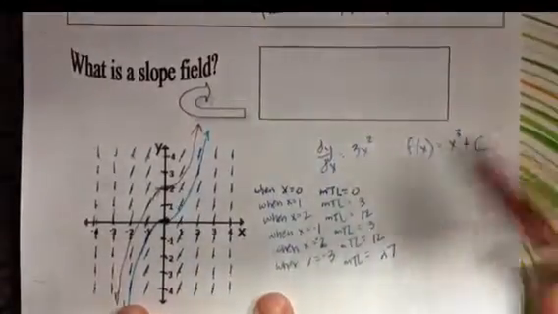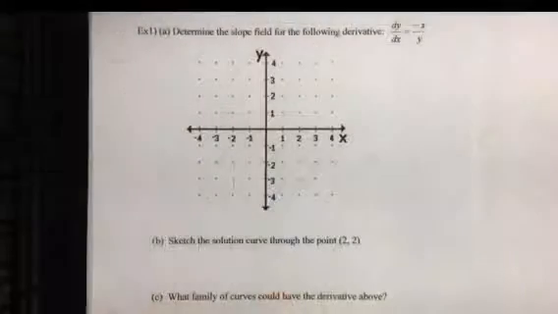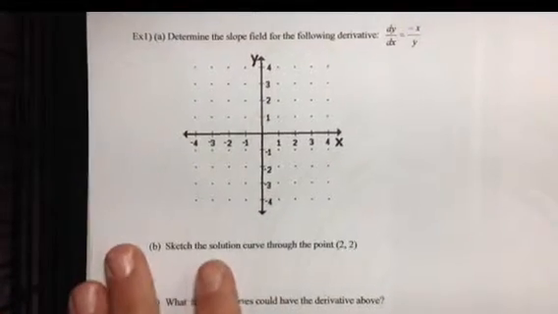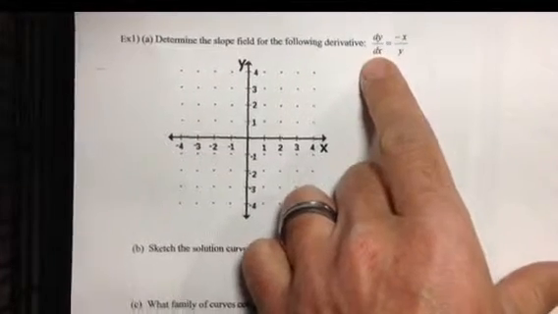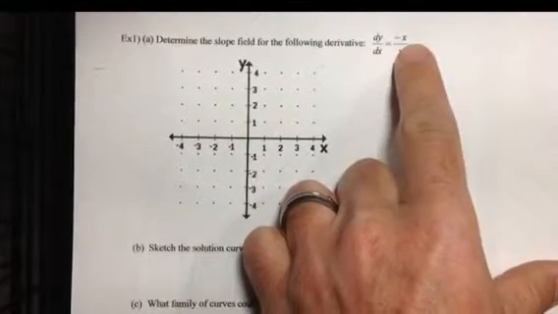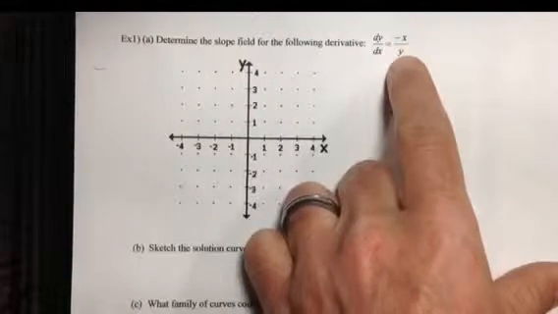curves, x cubed plus c, that are being generated on top of the slope field. Now taking a look at example 1a, we have a derivative. Again, a derivative is a slope machine. And if we look at this derivative, we're noticing that the derivative is defined in terms of x and y.